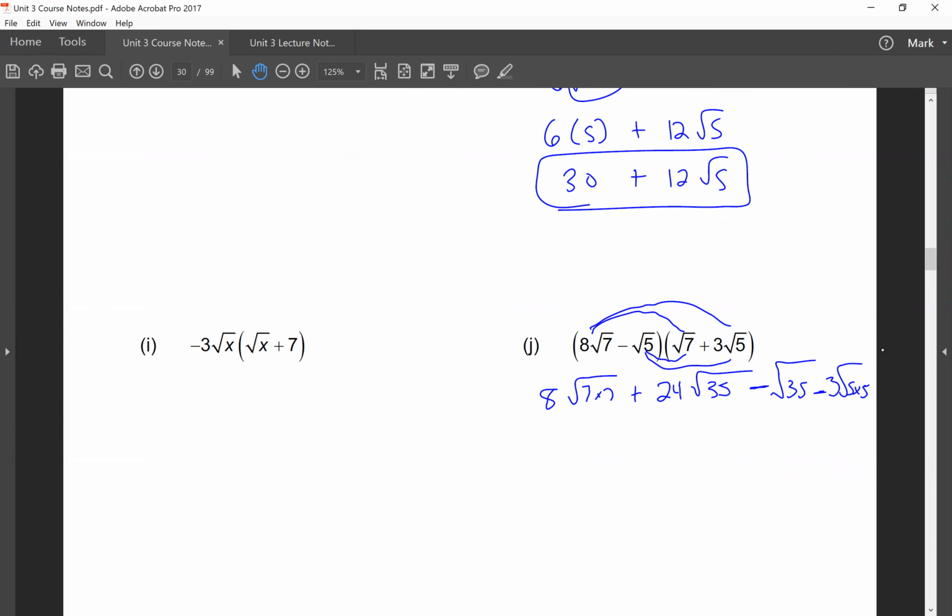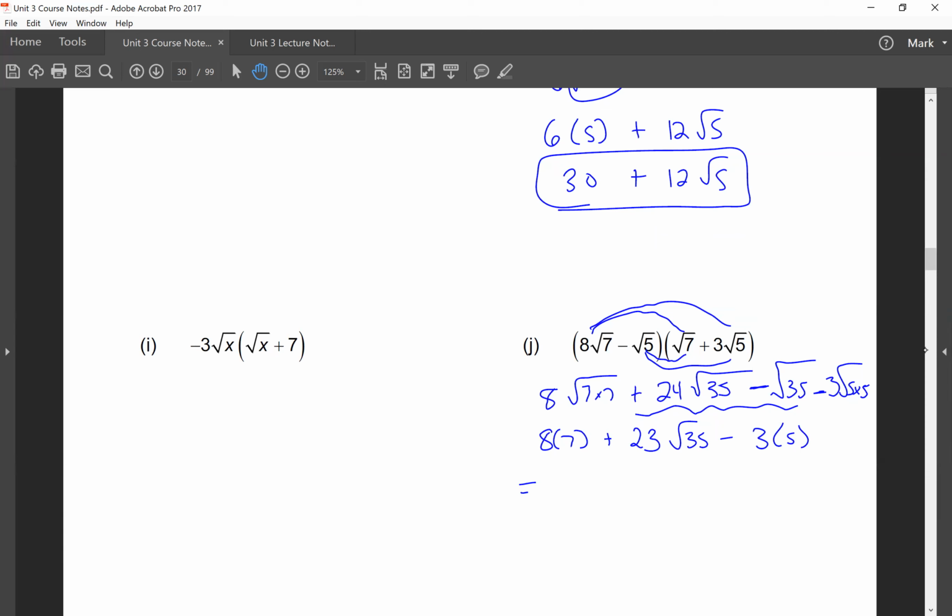So 8 times root 7 times root 7 is just going to be 8 times 7. 24 root 35. Actually, I can simplify this. So 24 root 35 minus root 35. Again, don't cancel anything. You can't cancel. This is like saying 24x minus x. So this is going to be 23 root 35 minus 3 times 5.